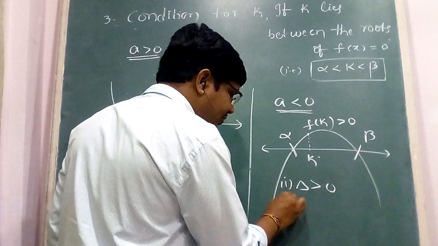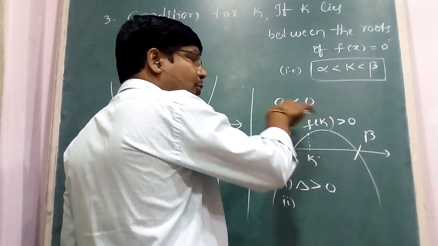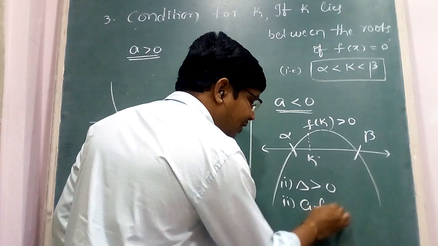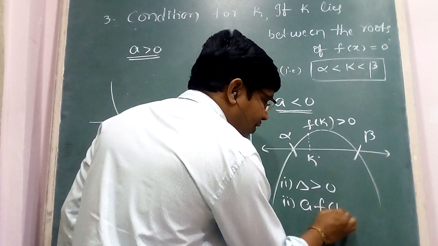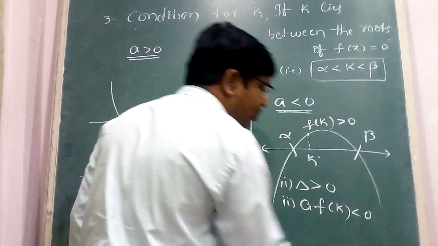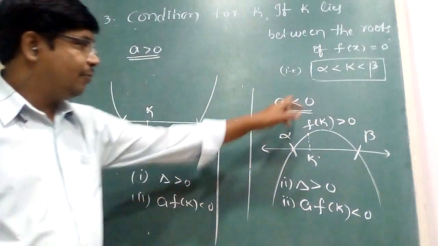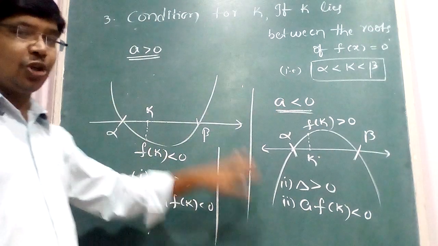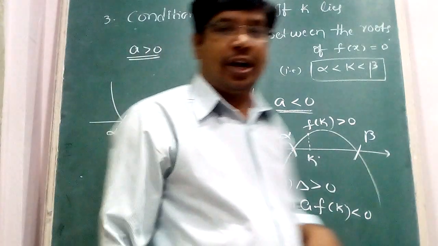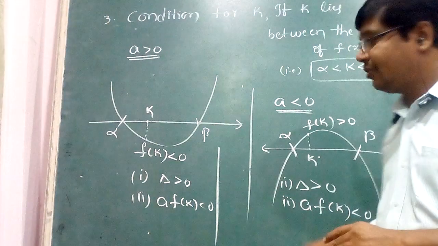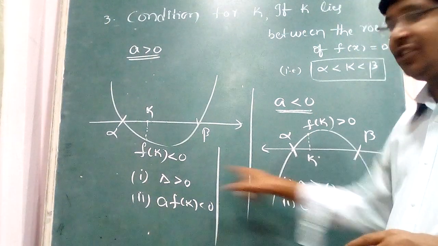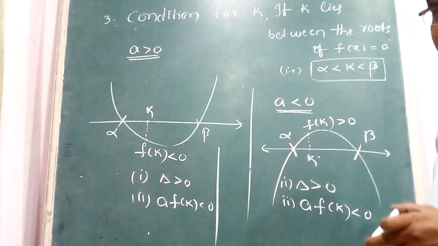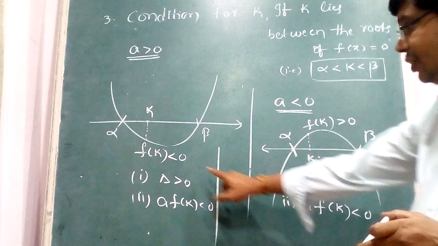Second condition: a is negative, f of k value is positive, and negative times positive is always negative. So a into f of k is negative. See, observe this: whether a is positive or negative, in both cases you have the same conditions only. This is the third property of location of roots.